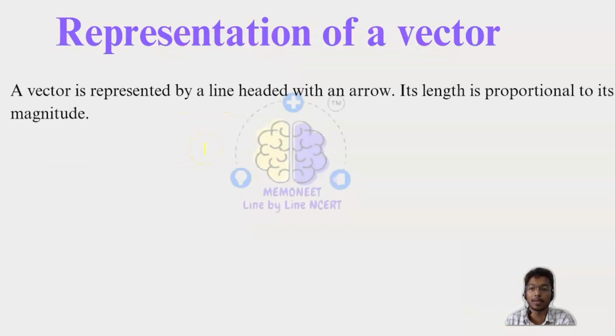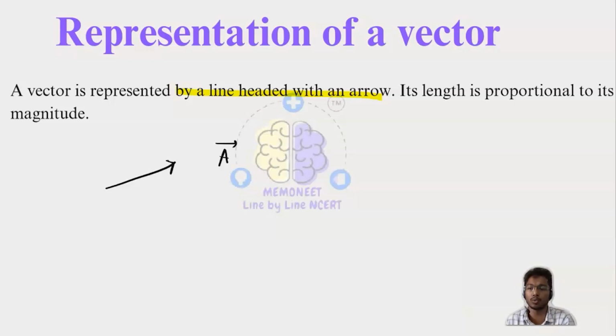A vector is represented by a line headed with an arrow. The length is proportional to its magnitude. So let's say we have a vector here. This is a line headed with an arrow. It is written as a vector, and the length of the line shows the magnitude.